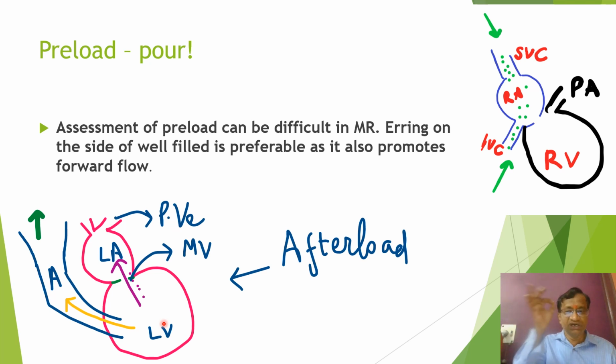That is what we should keep in mind and get the forward flow. So we need more blood, because if we keep the patient hypovolemic, less blood will come and less blood will go forward. So keep the preload on the higher side.